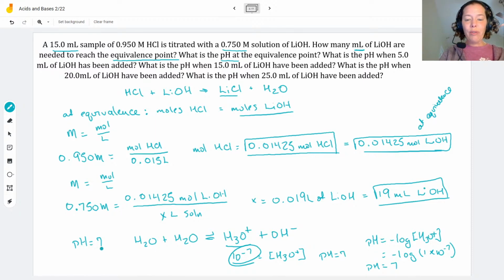Because you can see if our equivalence point here is at 19 milliliters, we've got a couple of calculations at 5 and 15 where we haven't reached the equivalence point, so the acid dominates. And then at 20 and 25, we're past the equivalence point, which means the base is going to dominate and we're going to have no more acid left.